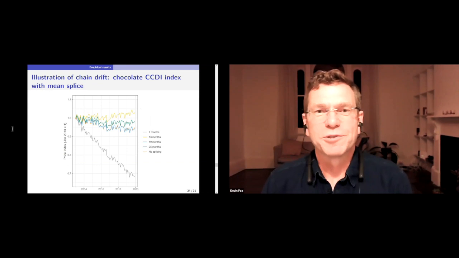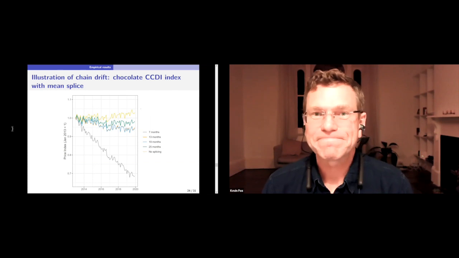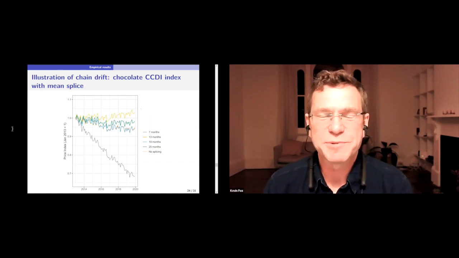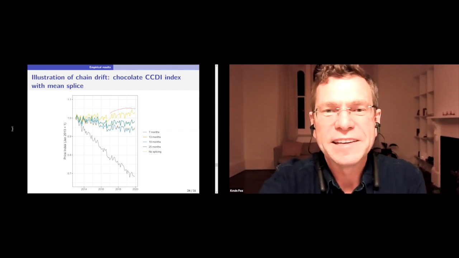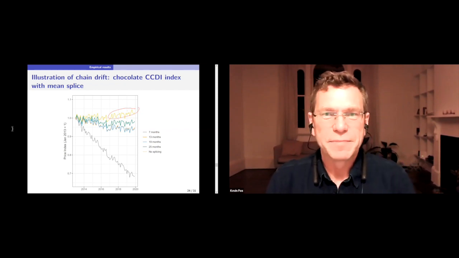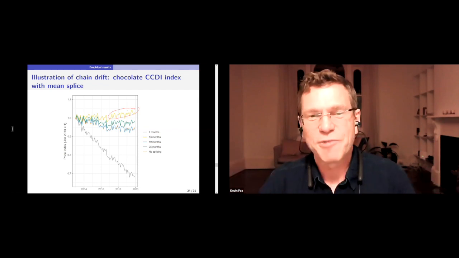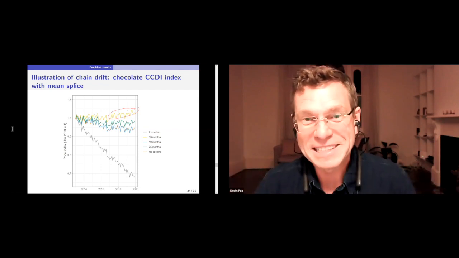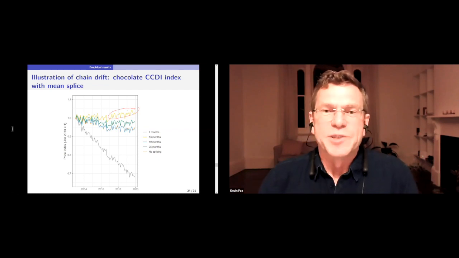What does chain drift look like? Well, here's chain drift using some chocolate data. So this is the CCDI index with the mean splice as an example. The top yellow line here is the one with no splicing. What's been done here is the CCDI index has been constructed on the whole period's data. So this index satisfies the multi-period identity test, and so should be free of chain drift.